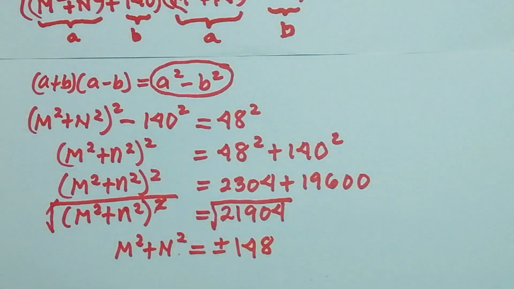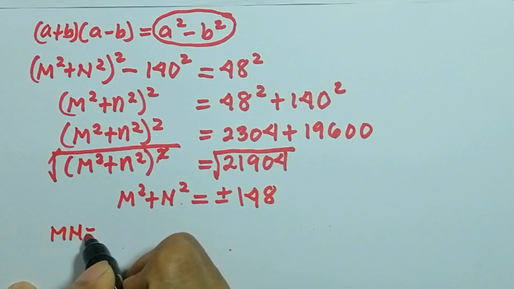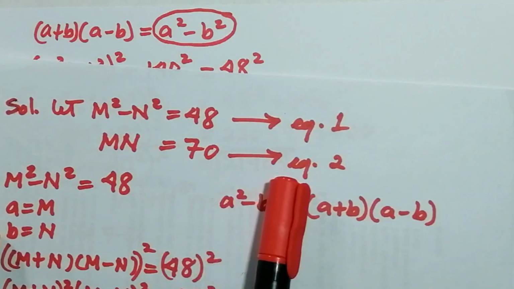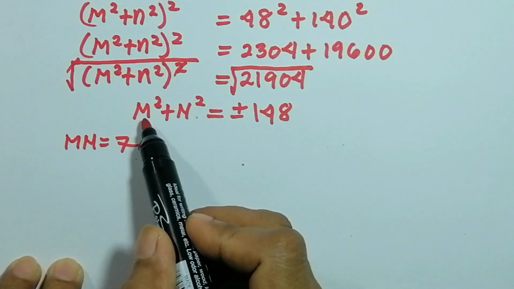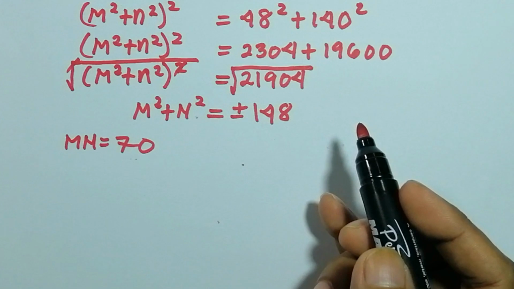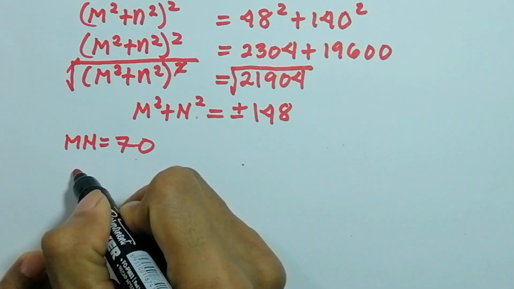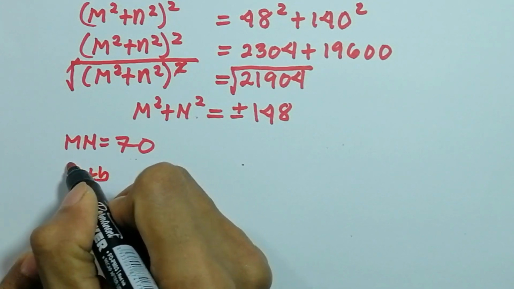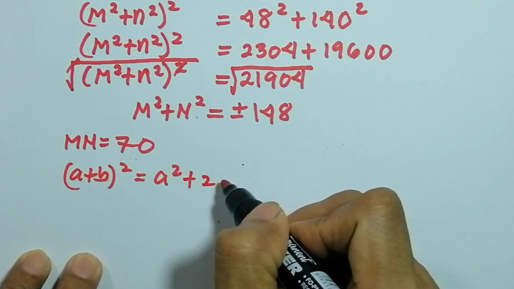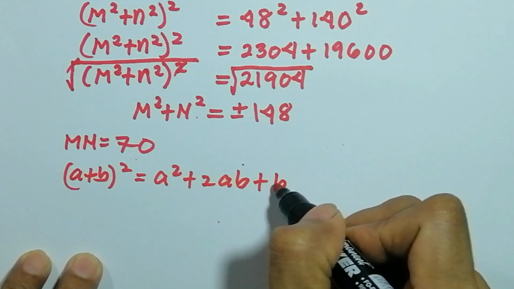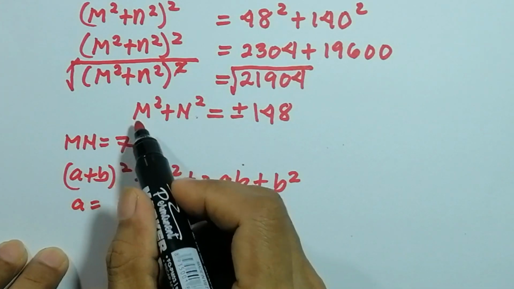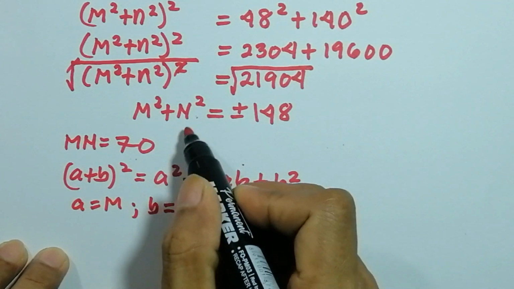Note that the value of mn is equal to 70. This one, the equation 2, mn is equal to 70. So for m squared plus n squared, we are going to apply the sum of perfect square, which is (a plus b) squared is equal to a squared plus 2ab plus b squared, where a is m and b is n.